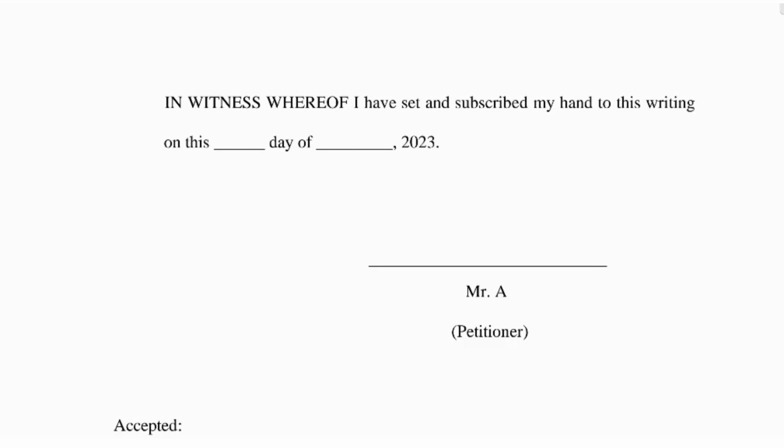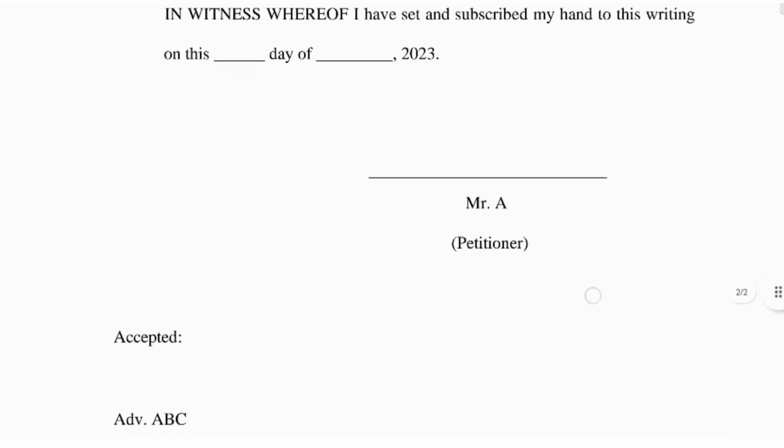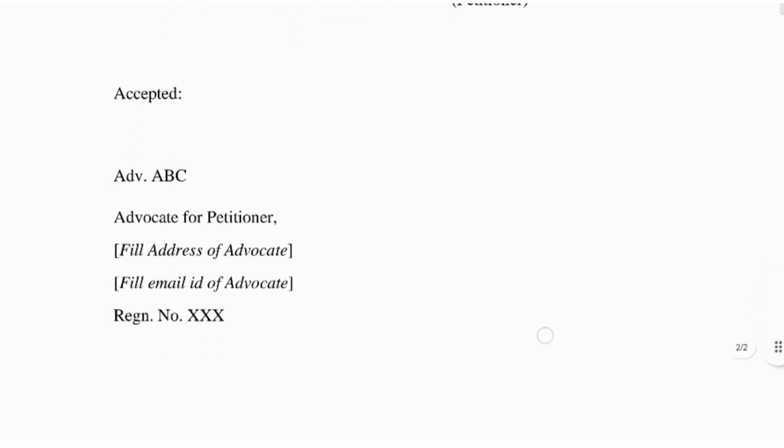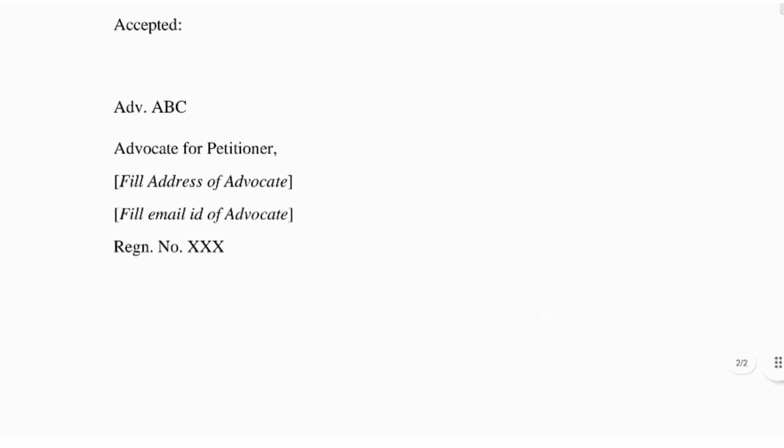Then you take the signatures of the petitioner. Before taking the signature of the petitioner, I'll come back to this again. Then you mention accepted. It is accepted by the advocate who has been appointed by the petitioner. So the signature of the advocate, the address of the advocate, the entire office address of the advocate, preferably also mention the email ID of the advocate and the advocate's registration number.